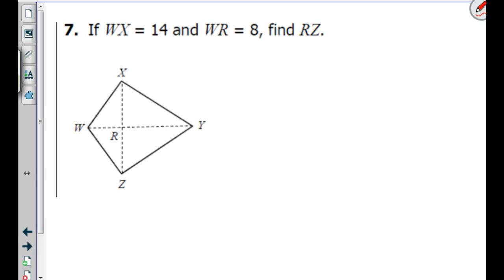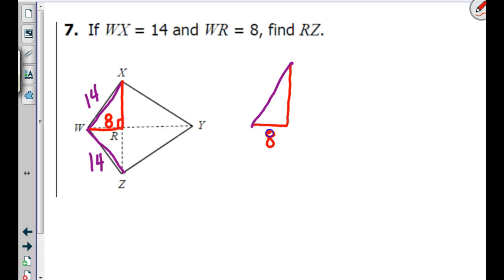And then we get to something with lengths, and you're not going to be real thrilled with these because these require we do Pythagorean theorem. So WX we're told is 14. So there is another 14 over here because it's a kite and it folds over. And then we're told WR is 8. So we have a little right triangle in here. And what we know is that we have an 8 and a 14 up here.